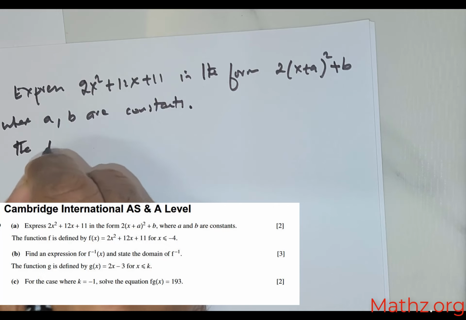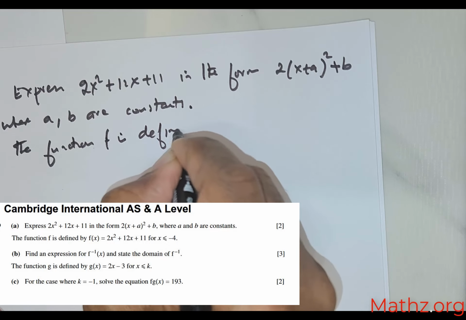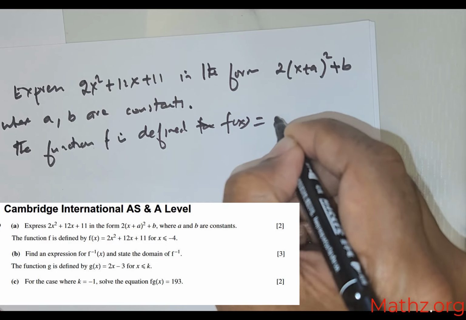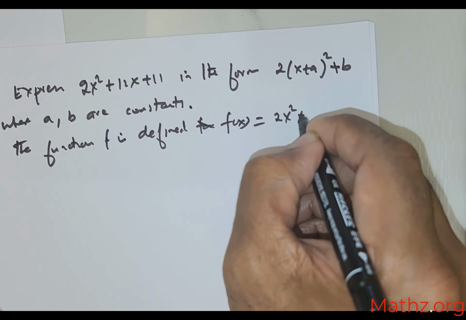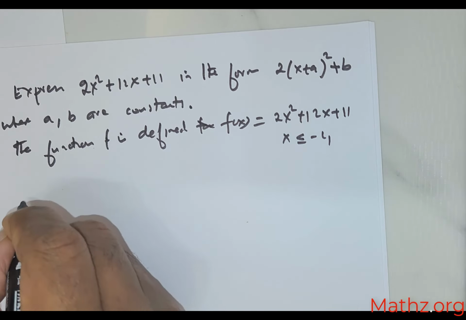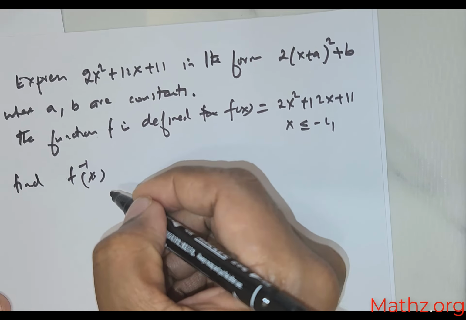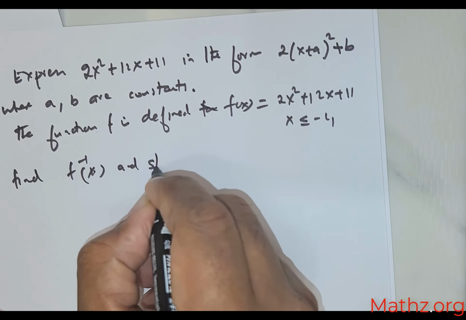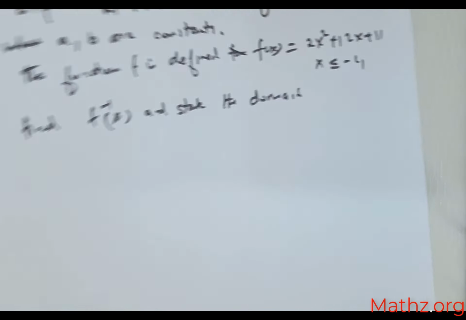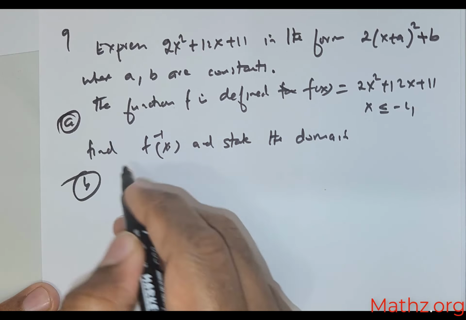And the function f is defined, or I would say, let me write the function: 2x squared + 12x + 11 for x less than or equal to -4. They are asking us to find f inverse of x and state the domain. This is one part.